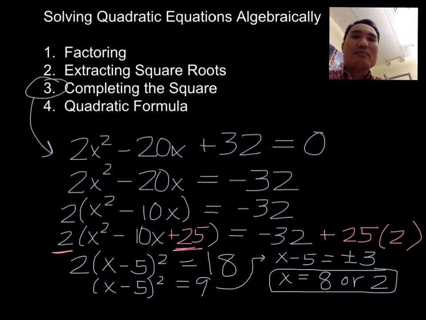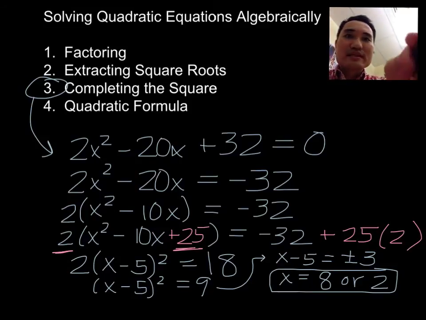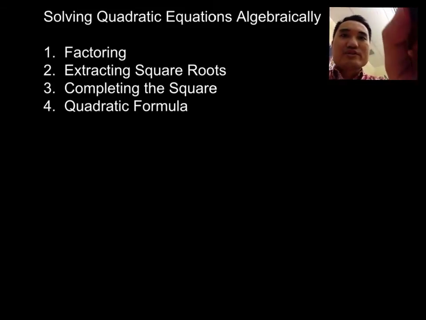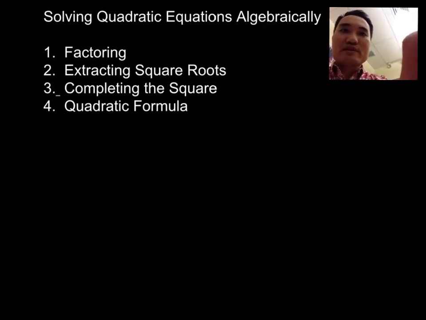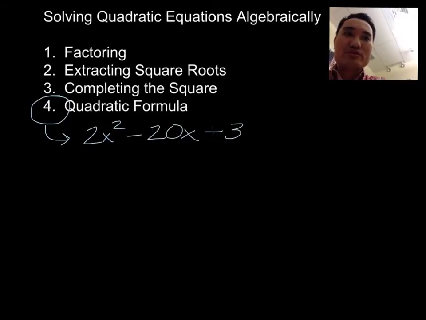So again, pause, rewind if you need to see some of those steps again, because we're moving on now to method number 4. Method number 4 is the quadratic formula. This one, I'm hoping that you guys are not going to have a hard time as much. So for number 4, we're going to do the same problem that we just did: 2x squared minus 20x plus 32 equals 0. And we're going to do the quadratic formula.